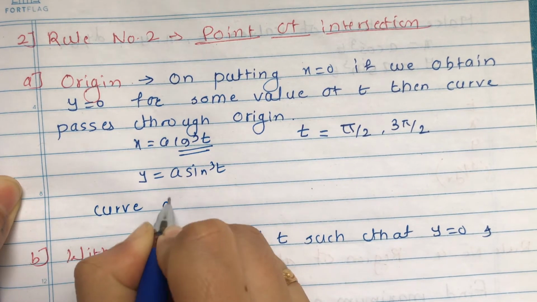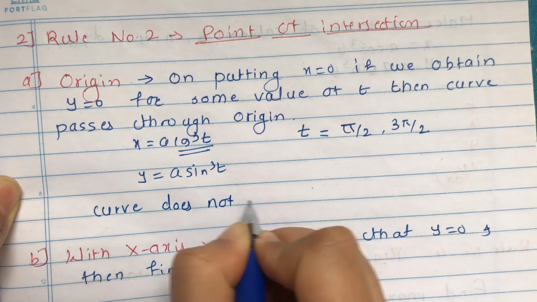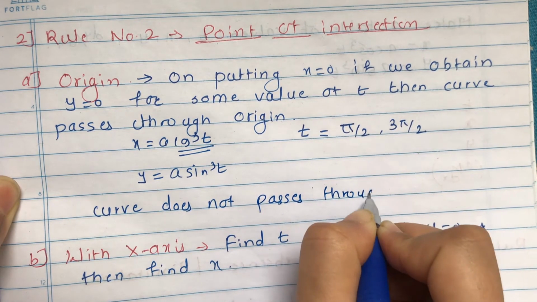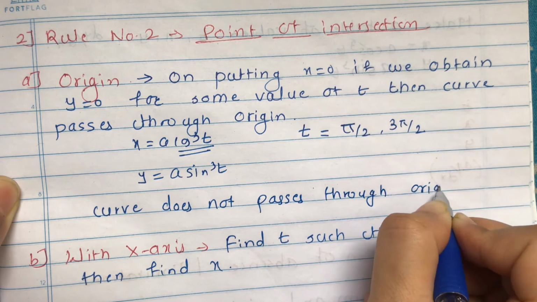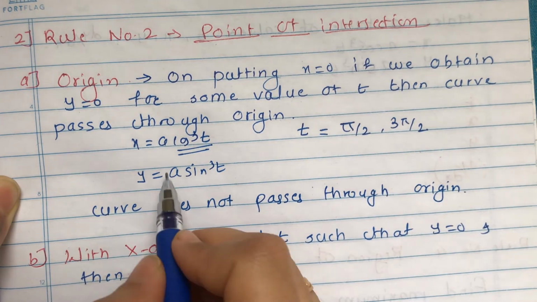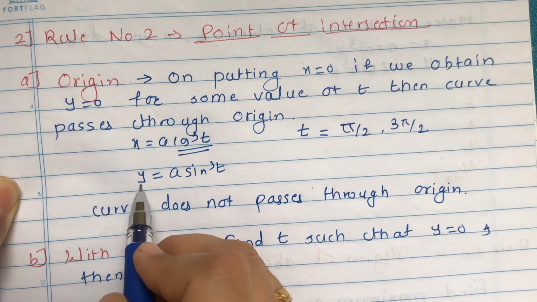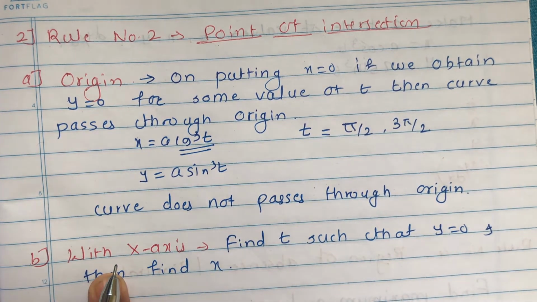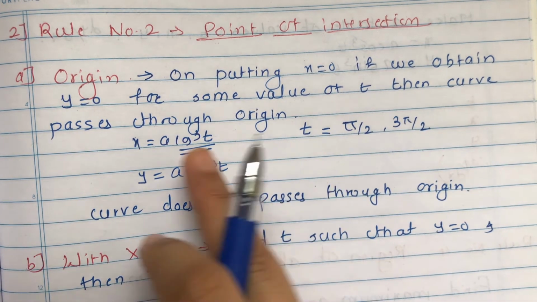Curve does not pass through origin. Both the values should be simultaneously 0 for some t. Okay, then we can say the curve passes through origin.